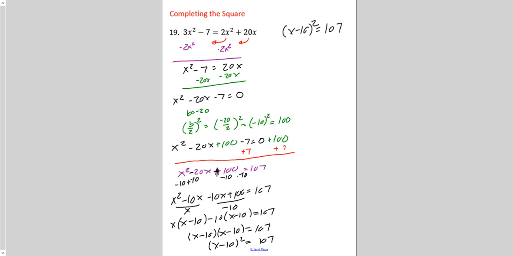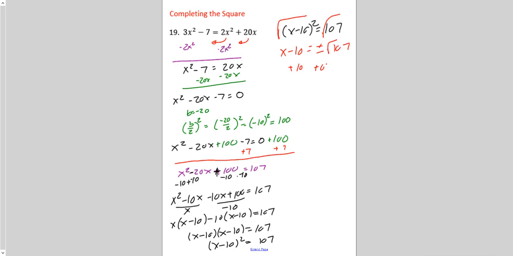The opposite of a square is taking the square root. So now I'll have x minus 10 equals plus or minus the square root of 107. I need to add 10 to each side so that I can isolate the x and get it by itself. So x is going to equal 10 plus or minus the square root of 107. And that will be your final answer.